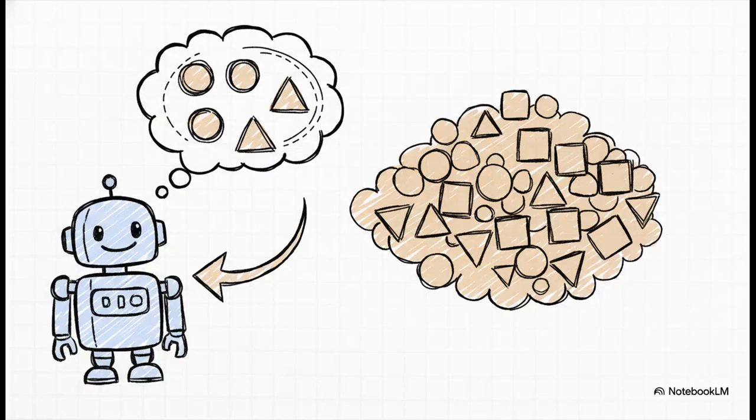And all of this falls under a really fascinating area of machine learning called unsupervised learning. The unsupervised part is key. It means we're not giving the machine any answers beforehand. We're not telling it what's right or wrong. We just give it the raw, unlabeled data and say, go find the structure.